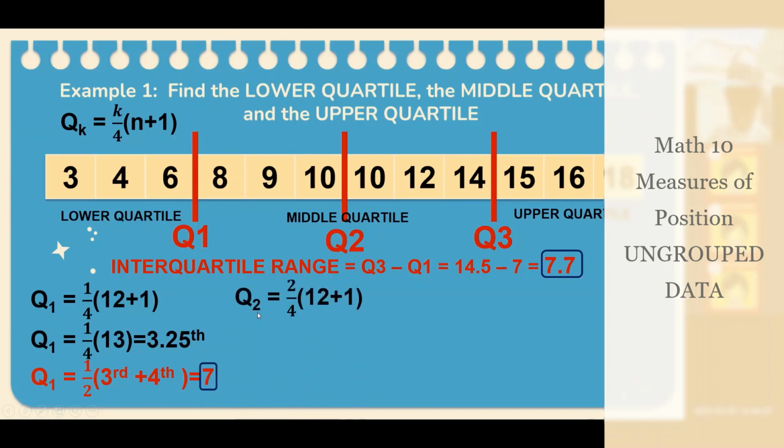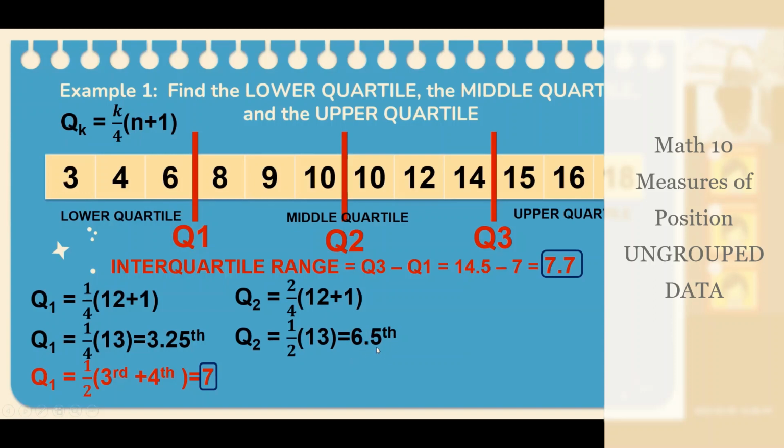Next, for quartile 2, this time your K is replaced with 2. It's 2/4 now. 2/4 is the same as 1/2, right? Reduce to lowest terms. Lowest terms are always involved whenever you study math. So 2/4 is 1/2. Then 12 plus 1 is 13. Using a calculator or even without one, just divide 13 by 2, or 1/2 of 13, that's 6.5, right? 6.5 place or position. Again, this is not the answer.